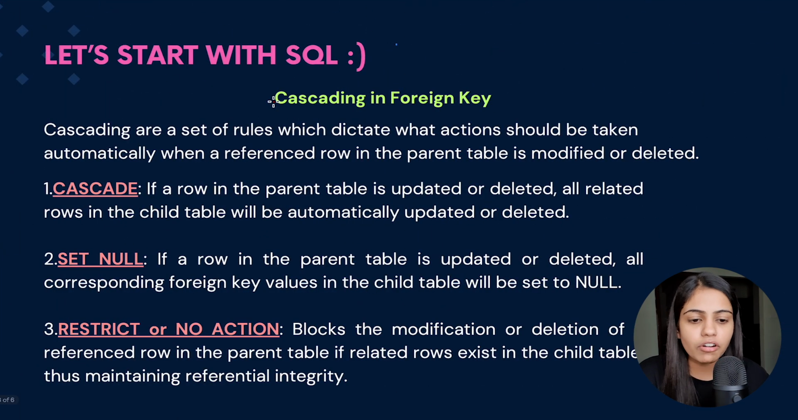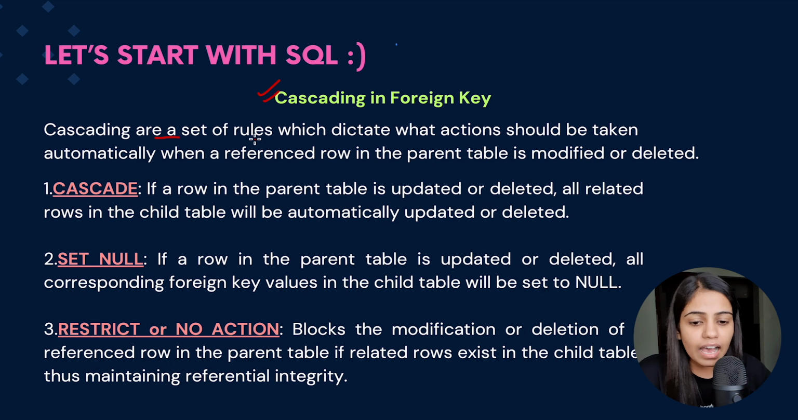So now let's see about cascading in foreign key. Just now I explained about referential integrity, that if there is any update which is happening in the base table, the same should be happening in the child table, or if there is any delete which is happening in the base table, the same should happen in the child table as well.